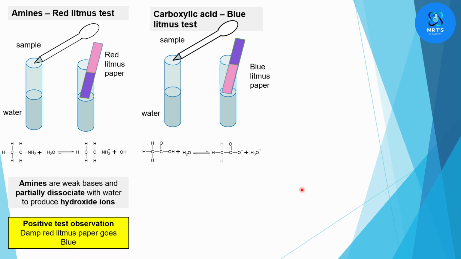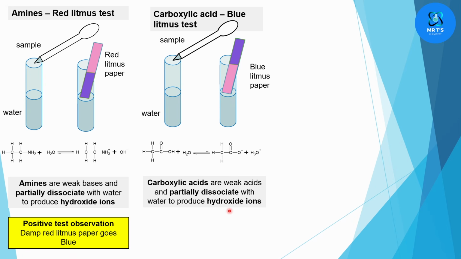Now again, what's happened here is the carboxylic acid has reacted with water, it's donated its proton and produced the hydronium ion. The hydronium ion causes the blue litmus paper to go pink or red, and remember we need the water for this reaction to happen, so we make sure that there's water. You can do this two ways: you can mix the sample with the water, or you can put the litmus paper in water to make it damp for a start.